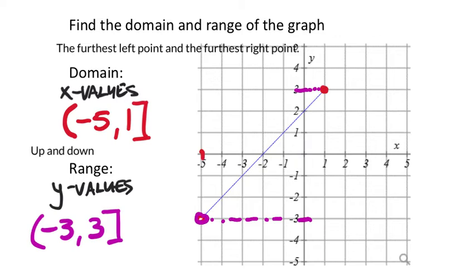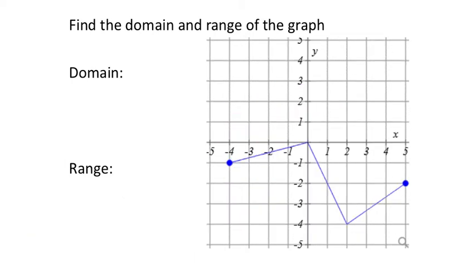I just want to emphasize this. If the line in between here had gone all weird like this, it wouldn't matter. That would not change the domain or the range. So yeah, this next one is pretty funky, right?